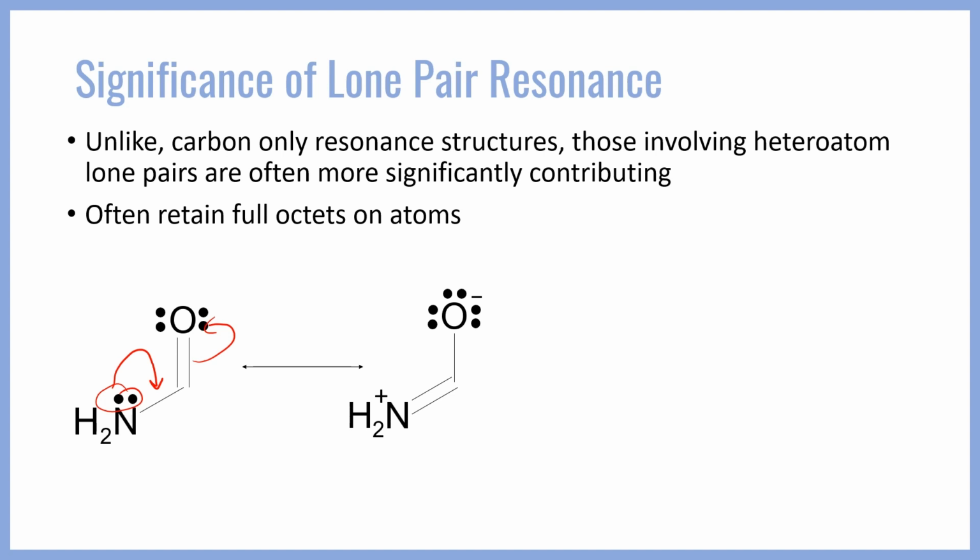Unlike a lot of the charged structures we saw when we looked at carbon pi bonds, this structure has a full octet on all of the atoms. And we also have negative charge placement on the atom that best occupies it, the negative oxygen. And so this resonance structure that results from the nitrogen donation is going to be very significant. It's going to contribute quite a bit to the overall structure of the molecule.